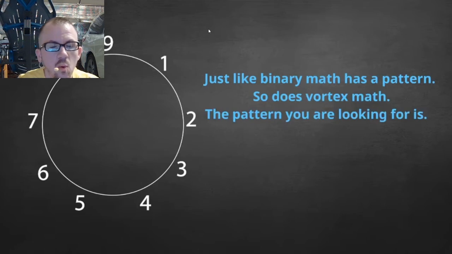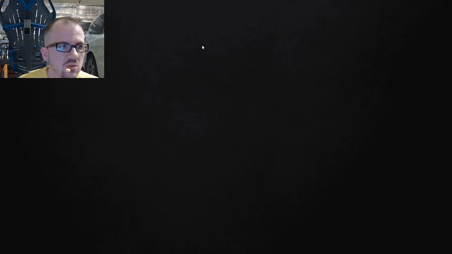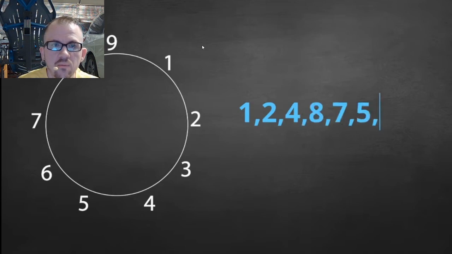So how does it work? Well, every single math pattern, from binary to the Fibonacci, it's a sequence. It follows a pattern. And so does vortex math. And so the pattern that you're looking for is going to be 1, 2, 4, 8, 7, 5. And then it's going to go 1, 2, 4, 8, 7, 5. It's just going to keep repeating itself over and over and over. All right, I'm going to show you what that looks like.